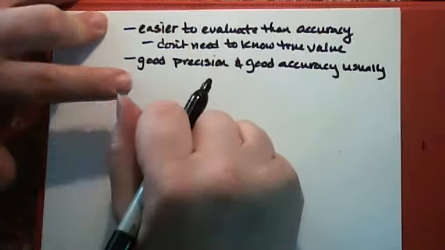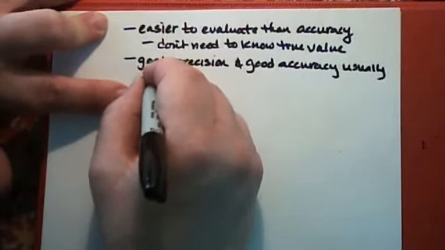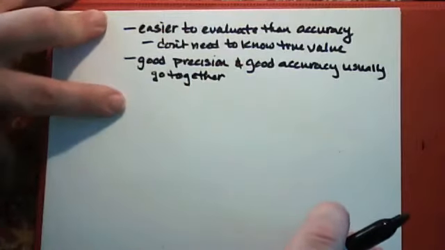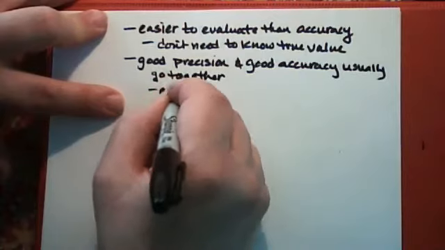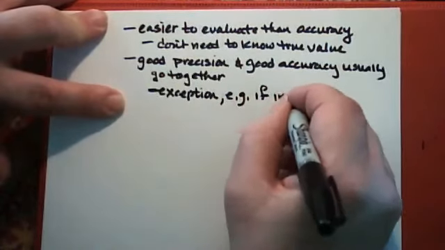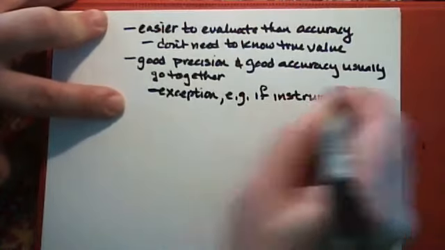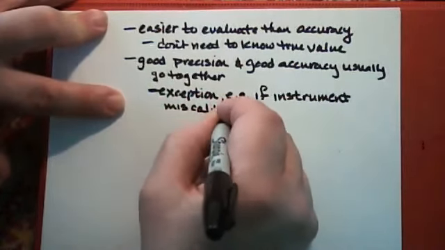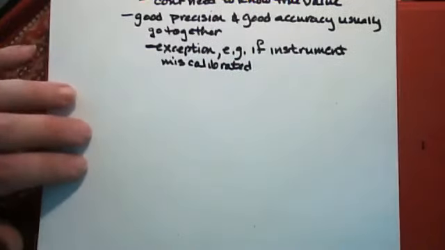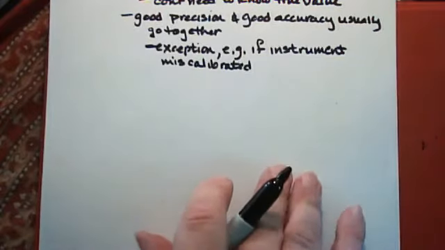And it's a fact that good precision and good accuracy usually go together, but not always. And one example of that would be if your instrument is miscalibrated. So if you've got a balance, like a laboratory balance that you're weighing things on, ideally that balance would read 0 when there's nothing on it. But let's say you miscalibrate it. Let's say that it actually weighs 1 gram when there's nothing on it.